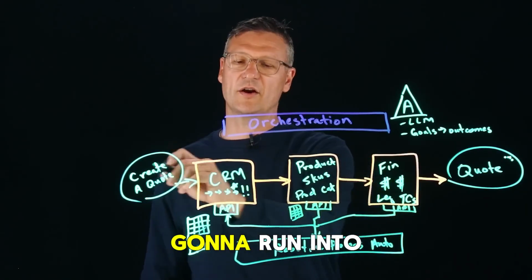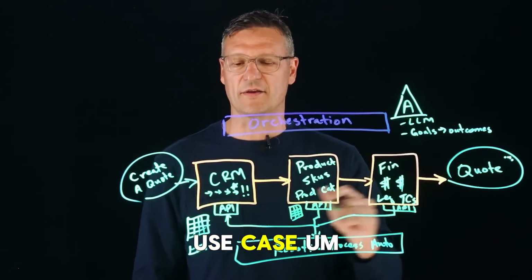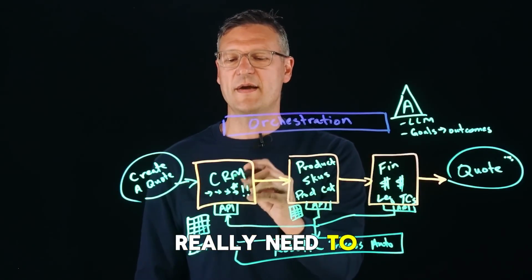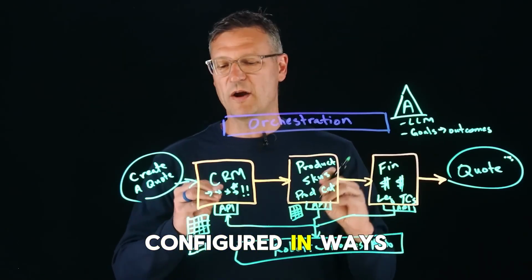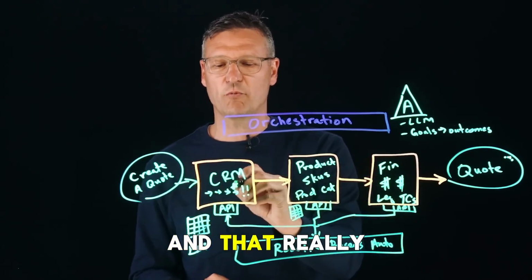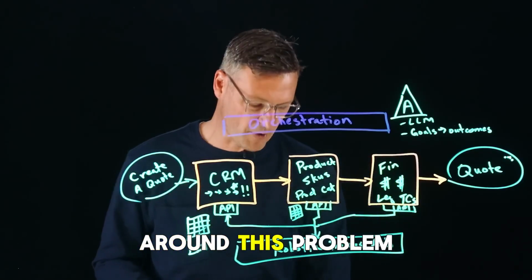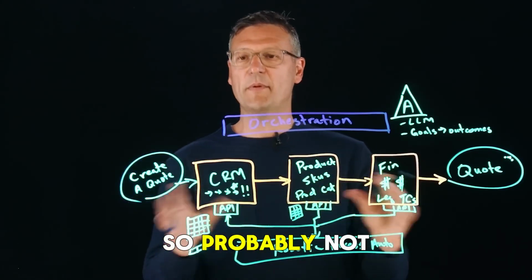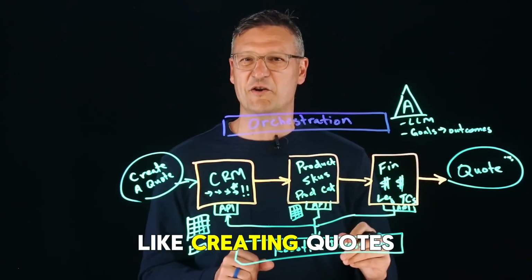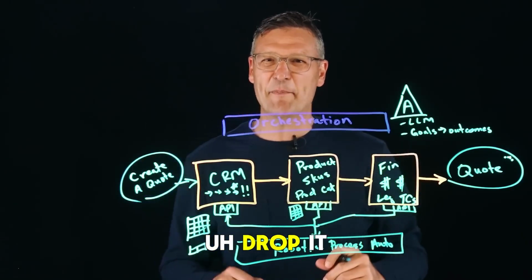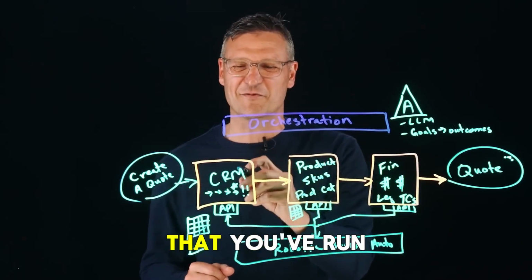But we're probably going to run into some real problems when we try to do this use case, because we're really going to need to make sure that all of our applications are configured in ways that are very, very highly structured and that provide us explicit triggers and explicit structure around this problem. So probably not impossible, but if any of you have tried to use RPA to do something like creating quotes for your sales team, drop it in the comments and tell us how it went. I'm sure there are some interesting challenges that you've run into.